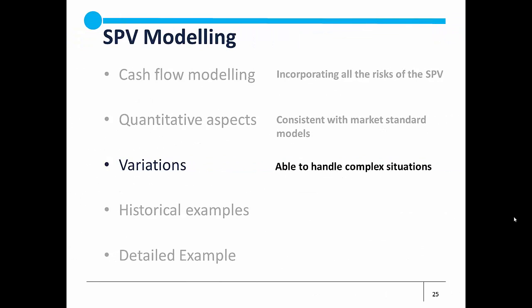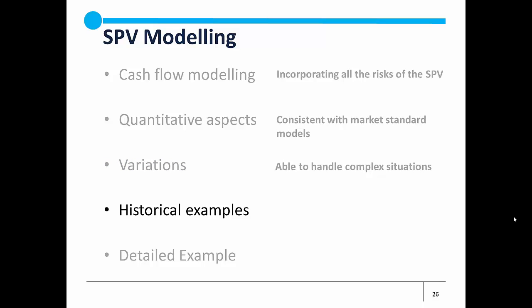Alright, so in terms of variations, there's obviously quite a lot we can put in there to take such a simple project and make it approximate a complex real-world situation much more closely. So how about some historical examples?